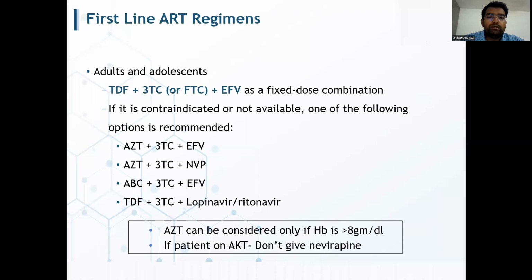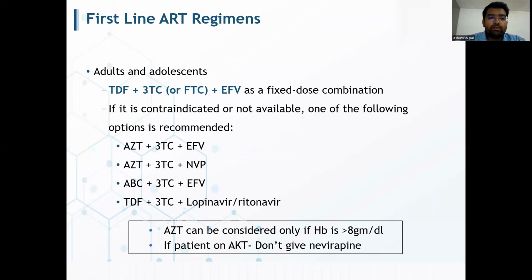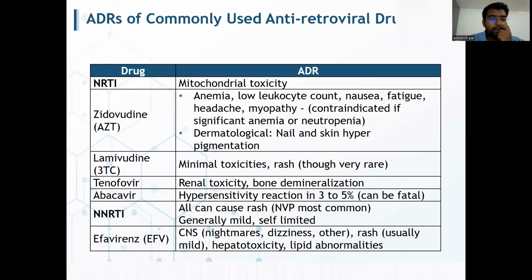In adults and adolescents, there is a fixed dose combination. If it is contraindicated or not available, the following can be used. First, the fixed dose combination is used. If they are not available, then we use the other fixed dose combination. AZT can be considered only if hemoglobin is more than 8 gram per deciliter. If the patient is on ATT, don't give nevirapine. These are some indications mentioned.